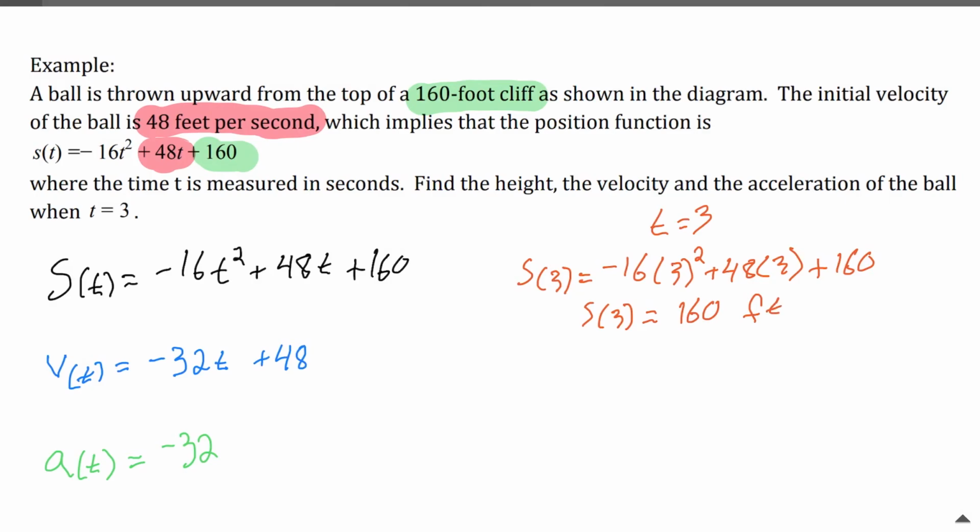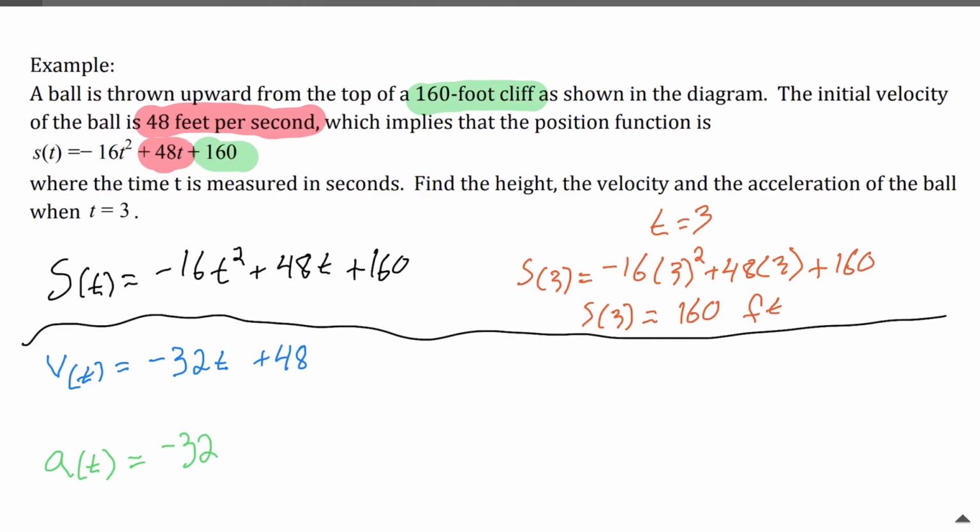To our position function, right below here, we're going to also substitute in, let me just give a little separation here so you guys can see. We're also going to substitute in to our velocity function 3. So the velocity when time is equal to 3 is equal to negative 32 times 3 plus 48, which in this case, the velocity at 3 seconds is equal to negative 48 feet per second.